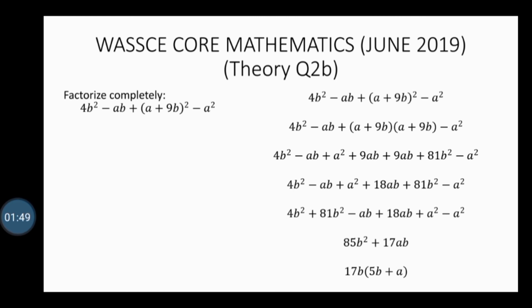Now 85b squared plus 17ab. We can factorize 17b out, and we will be left with 5b plus a. So by factorizing completely, we will have 17b multiplying the sum of 5b and a.